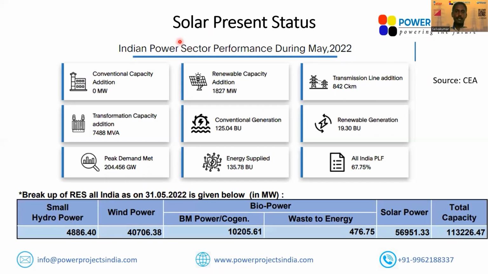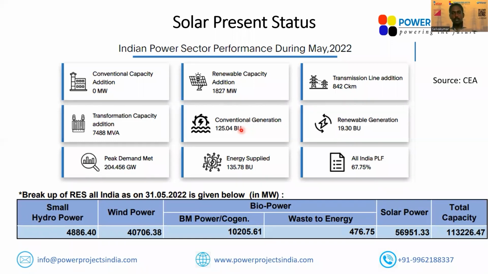This is the Indian power sector performance for May 2022. India has generated 125.04 billion units of energy from conventional and 19.3 billion units from renewables, which approximately means slightly 16% of the energy comes from renewables. The remaining 84% of the energy comes from conventional power plants like thermal, diesel, hydro, nuclear, gas, etc.